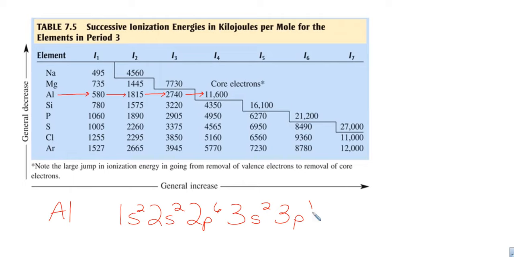The valence electrons are all the electrons in the highest energy level. The highest energy level is the 3rd. So the valence electrons are all the electrons in the 3rd energy level. So it's the s's, the p's, all that good stuff. Well, yeah, if we look at the periodic trend, we know that aluminum should have 3 valence electrons.